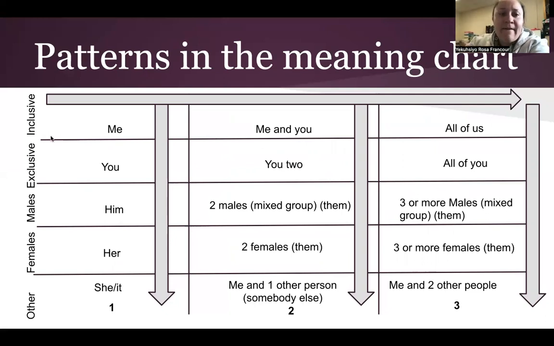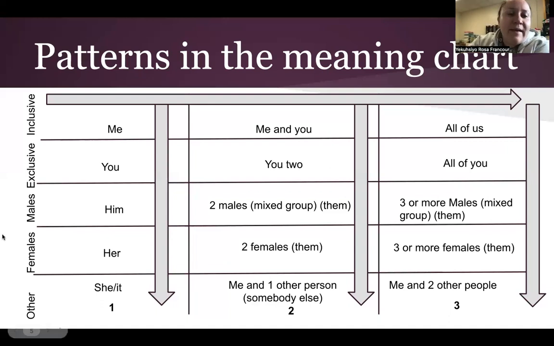So the first one across in a row, it says me and you, all of us. That's an inclusive relationship. Me, as a speaker, I am included in every one of those statements. Me and you, all of us. That is why the relationship is inclusive. The next one is exclusive. So it has to do with you, you two, or all of you. That is the relationship.